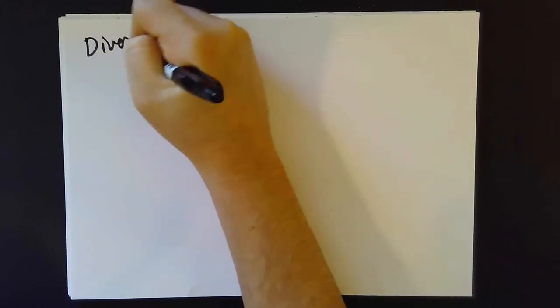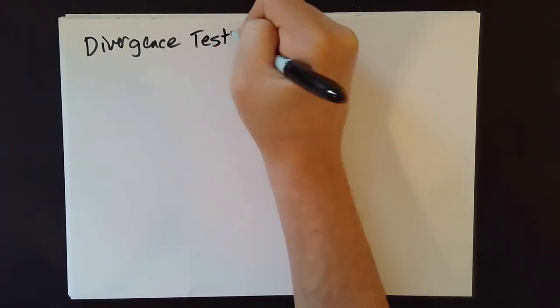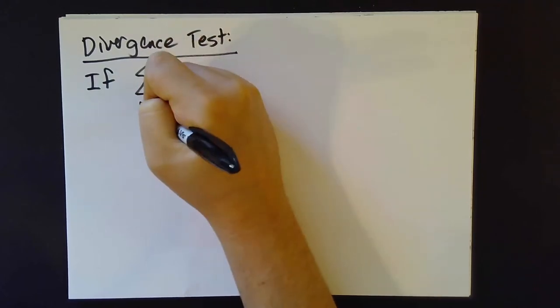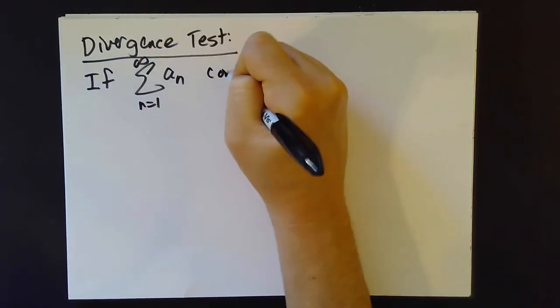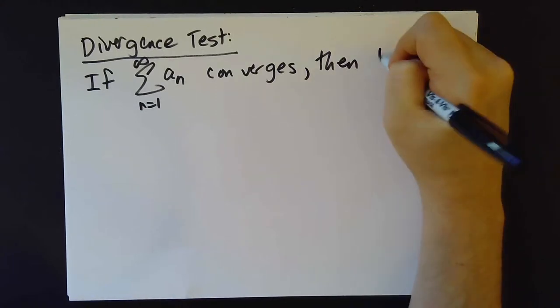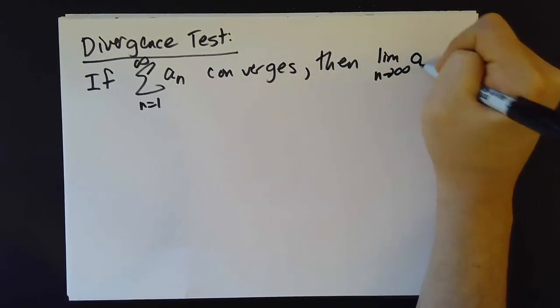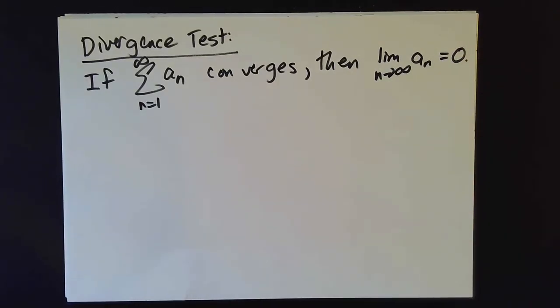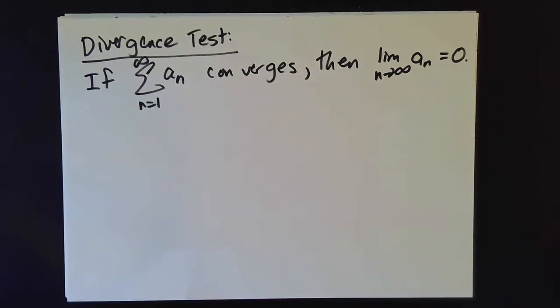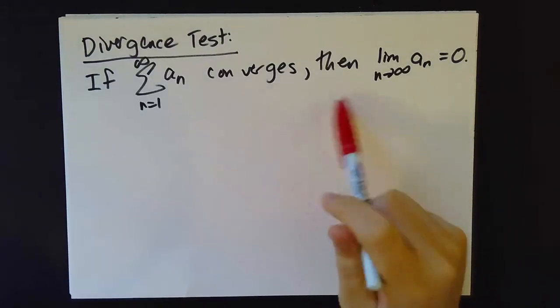Okay. So the first is what's called the divergence test, which said that if some series converges, then the terms go to zero. Now, the entire second half of Calculus 2 would be completely moot if the converse of this statement was true.